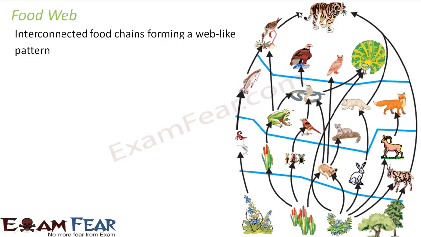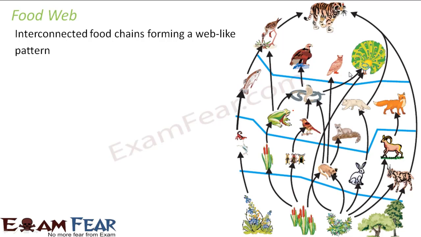Now this animal in turn can be eaten up by this tiger, and this snake in turn can be eaten up by this hawk, or it can also be eaten up by this peacock. So now you see what gives rise to a food web? The fact that one living organism can be eaten up by multiple living organisms gives rise to a food web.